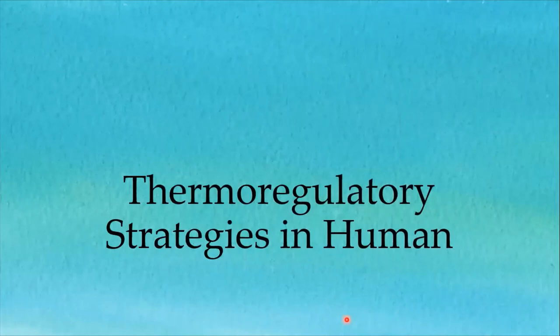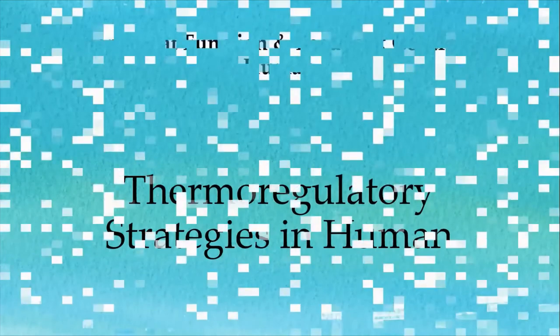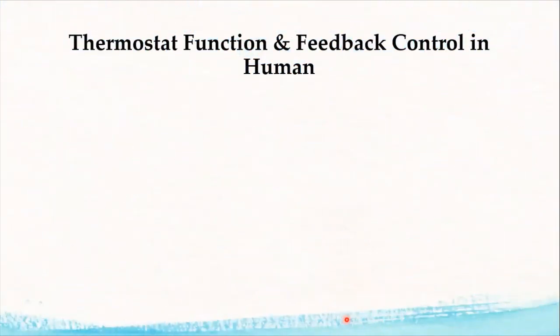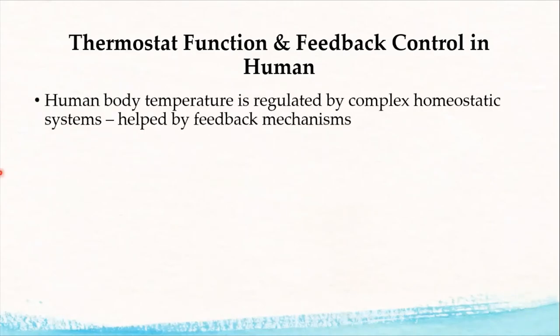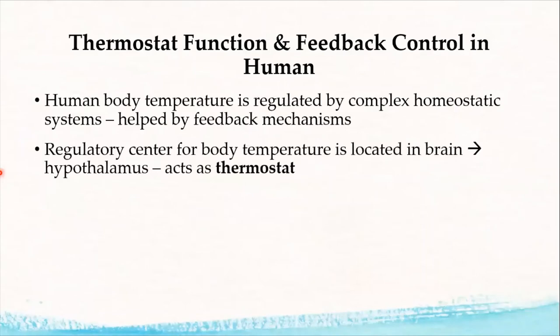Now let's see the thermoregulatory strategies in the case of humans. We are going to discuss the thermostat function and feedback control mechanisms in humans. The human body temperature is regulated by a complex homeostatic system in the body, which is also helped by feedback mechanisms. So we actually have a thermostat in our body. What is a thermostat? A thermostat is responsible to control the temperature of a system to a set point.